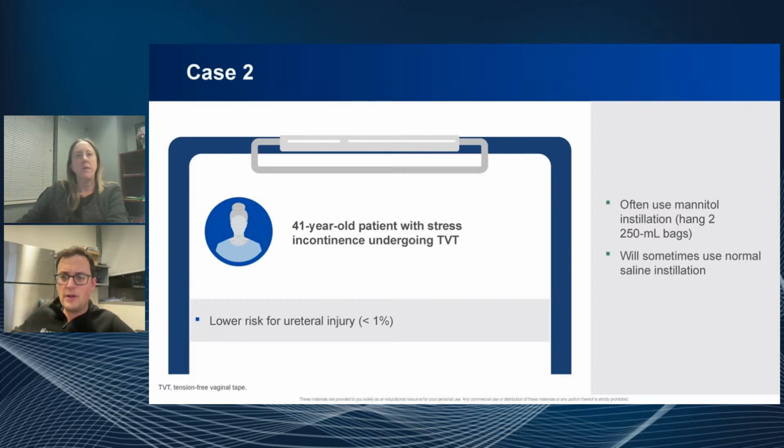We'll try to get through 3 if we can. So this is a little bit of a more straightforward bread and butter case for you, I'm sure. A 41-year-old patient with stress incontinence undergoing a TVT. So tell me a little bit about what you're doing for this patient.